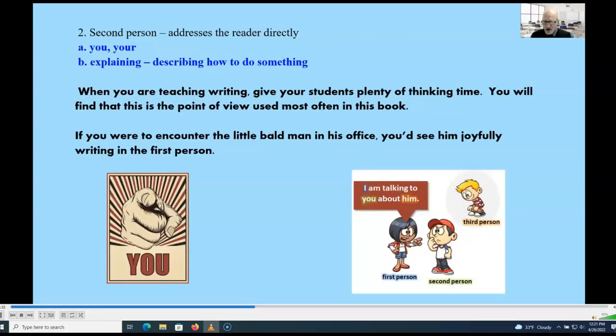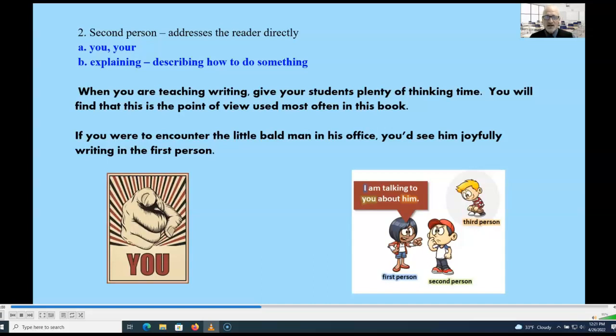Second person, often used when describing how to do something or to explain things. The writer breaks through the wall of objectivity slightly and addresses the reader directly using you and your pronouns. When you are teaching writing, give your students plenty of thinking time. You will find that this is the point of view used most often in this book.